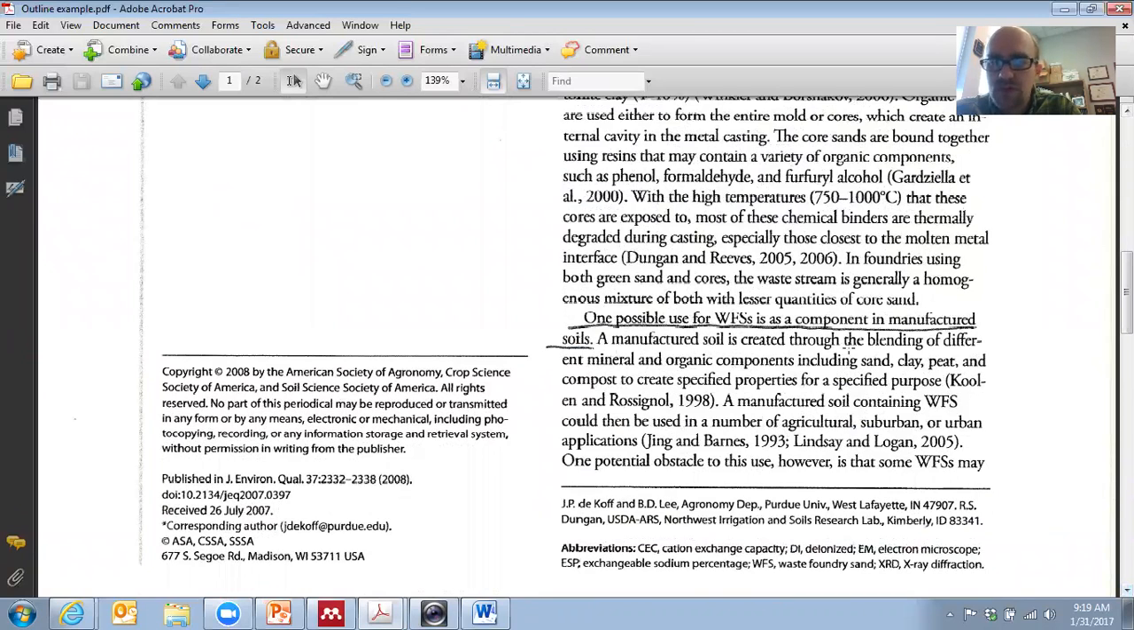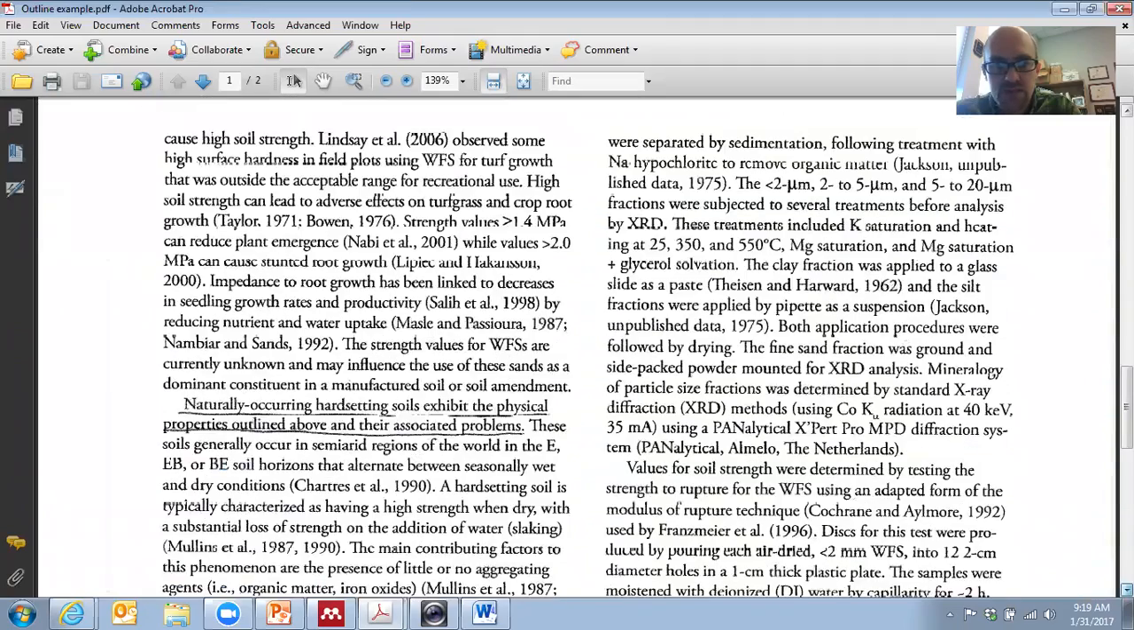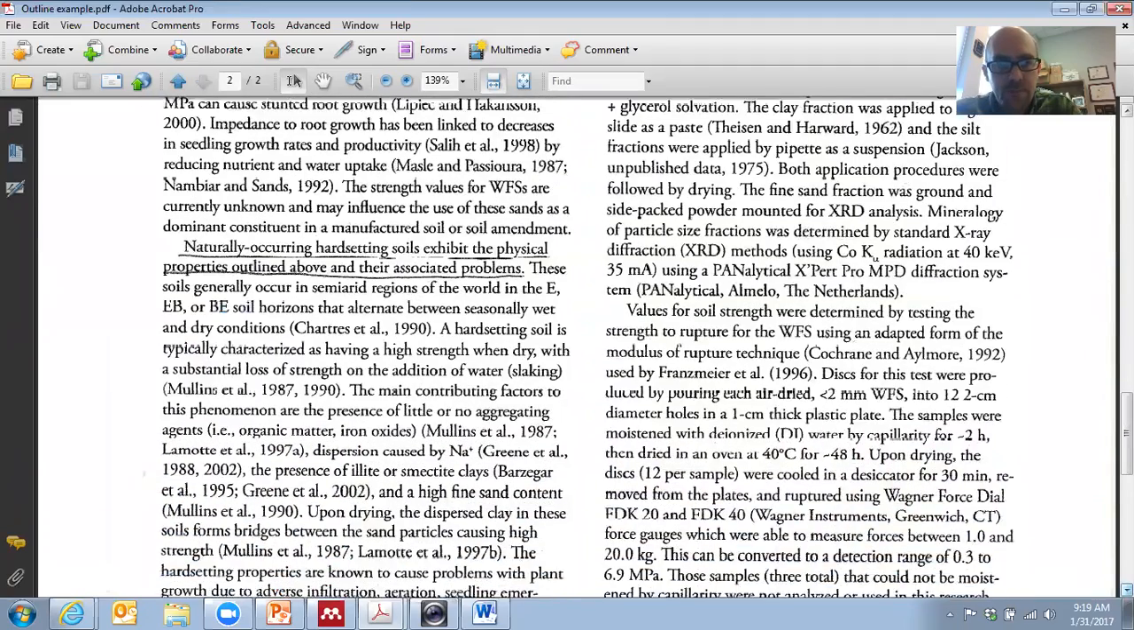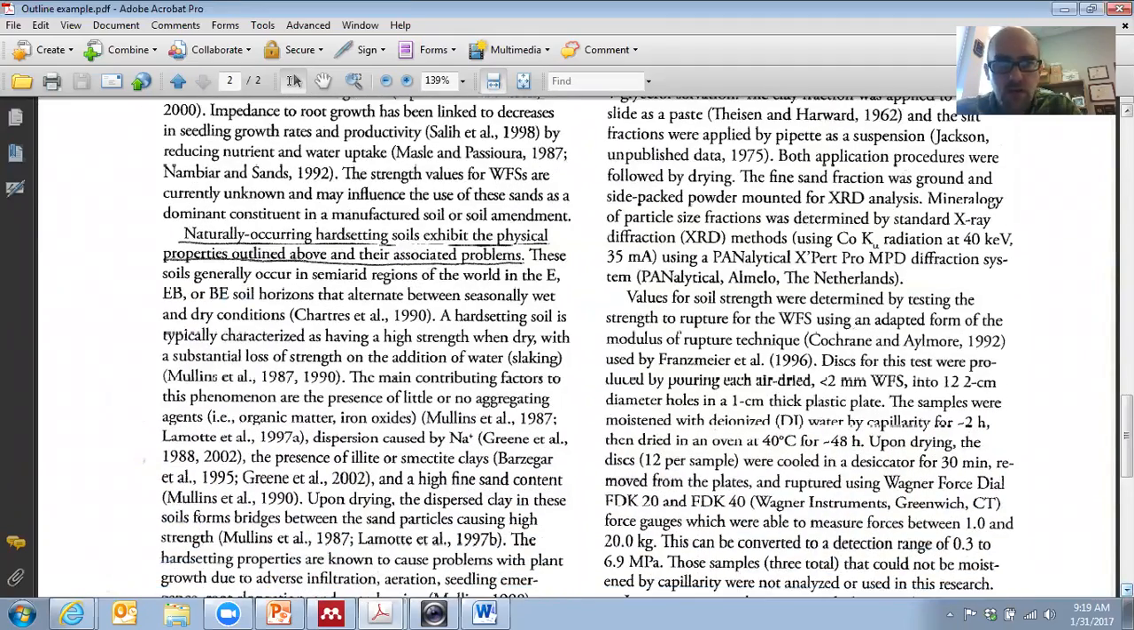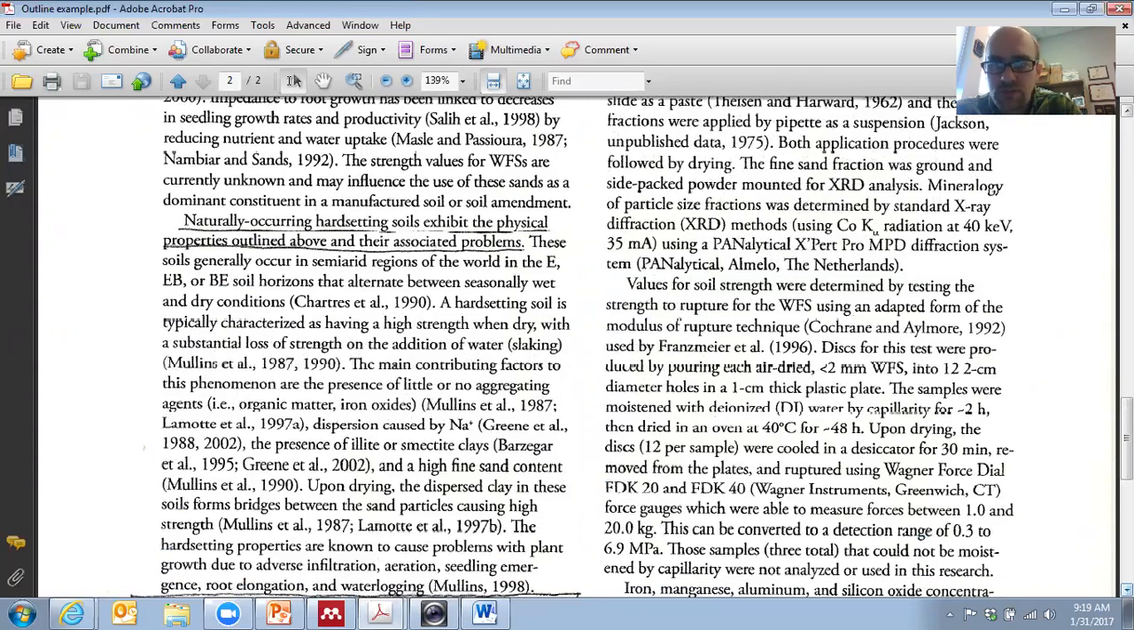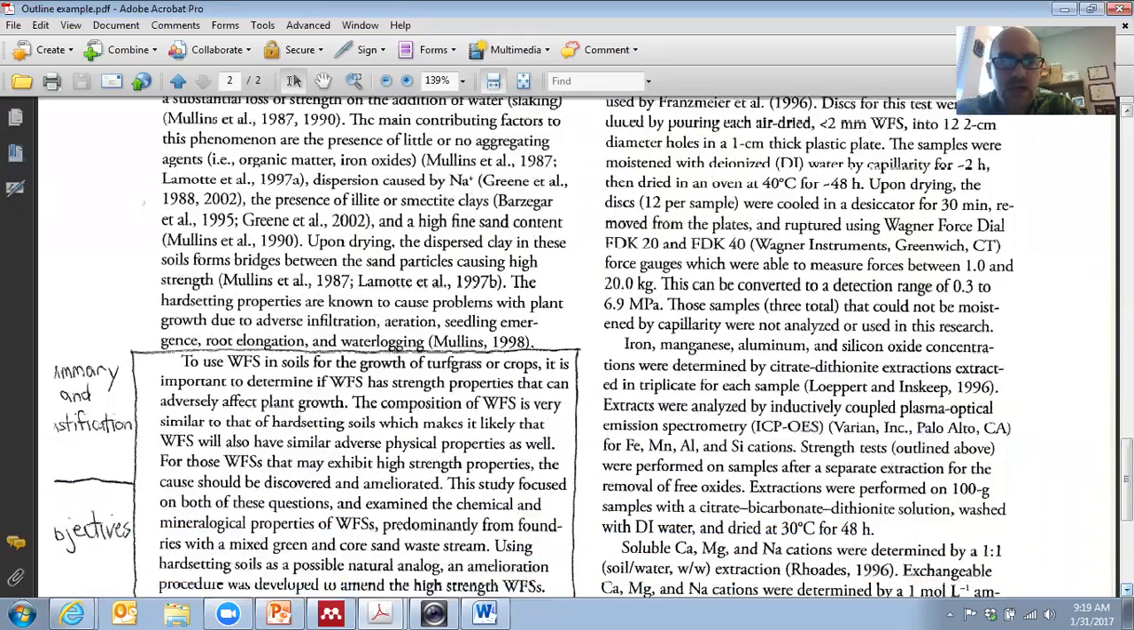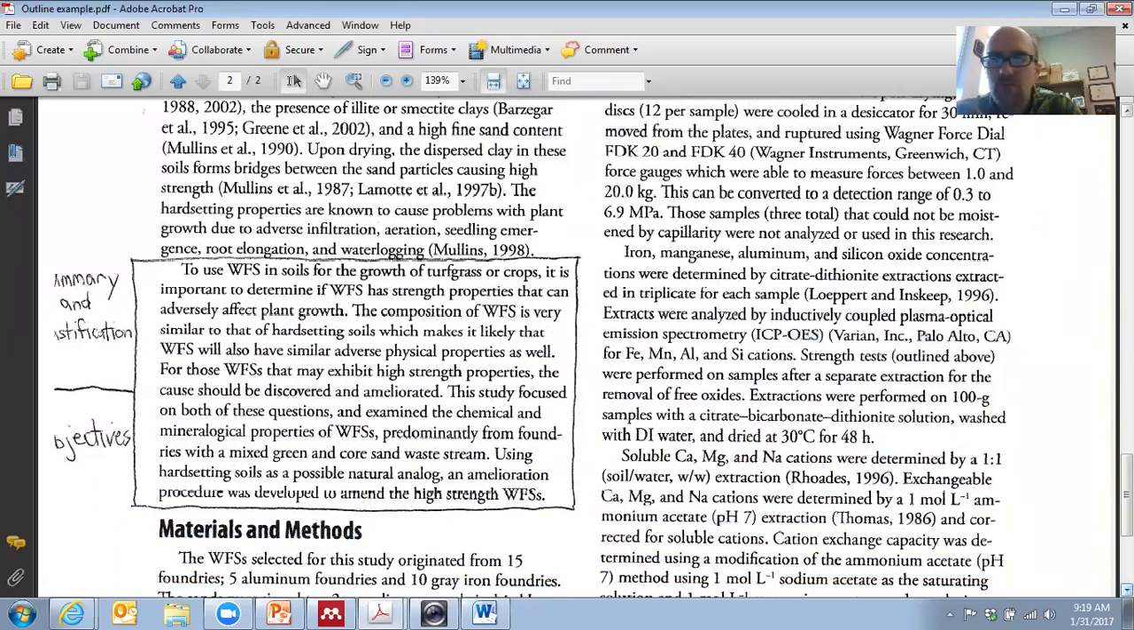And then we started talking about the potential for using it as a manufactured soil and how some of those properties are similar to the soils that already exist. And then again, we talked a little bit about how some of the negative effects are similar to some of the properties that exist in the soil. And then in the last paragraph of the introduction, we have a summary and a justification here. And then we also talk about the objectives that we're going to use.